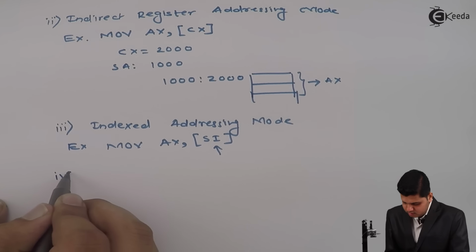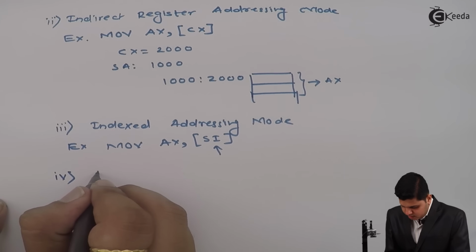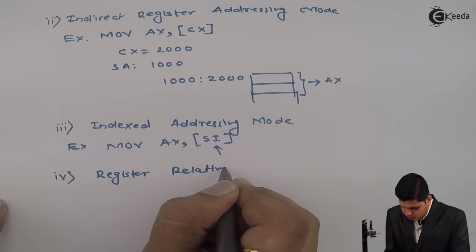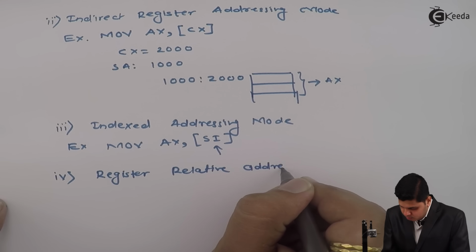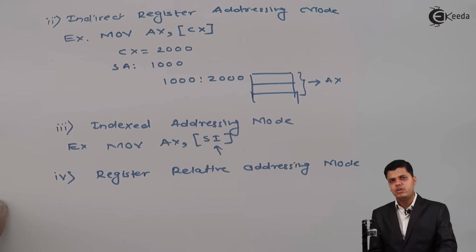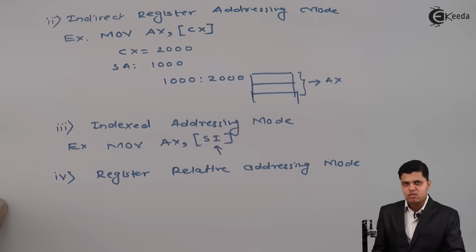Fourth is register relative addressing mode. Now in offset address, if we know that we need to specify some string, and in that string we may know the location of the respective data. So if we want to know the location of the data and we know one of the starting addresses, we use the register relative addressing mode.